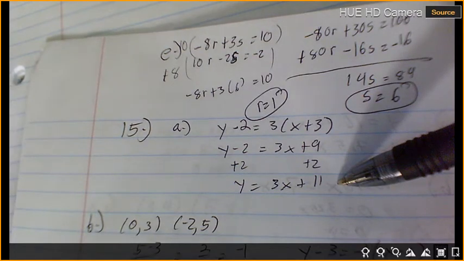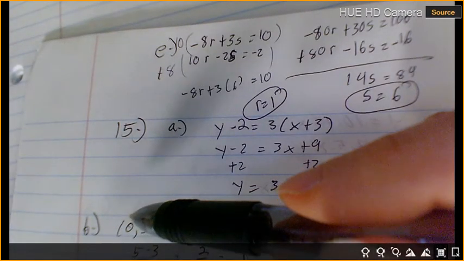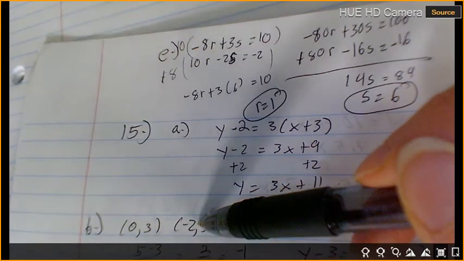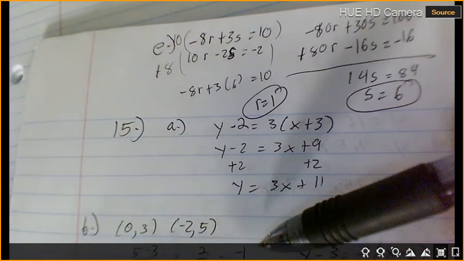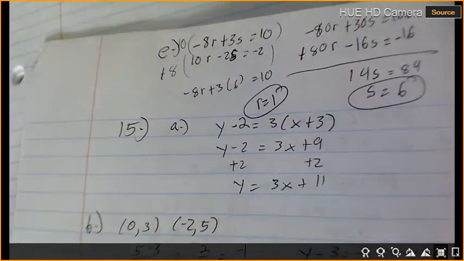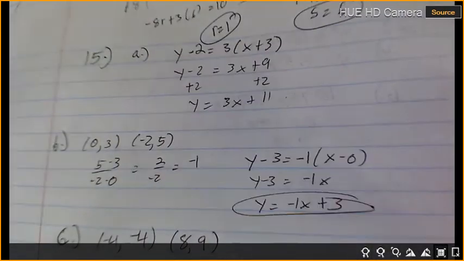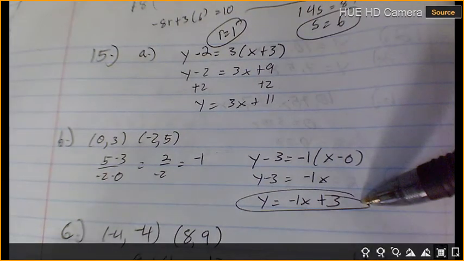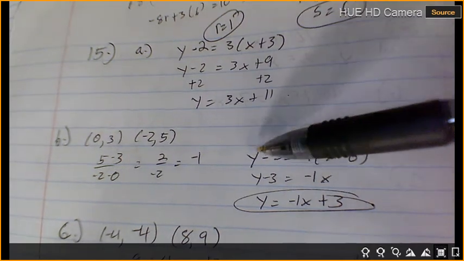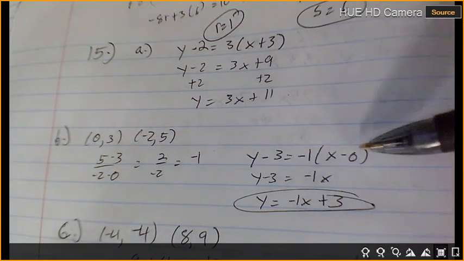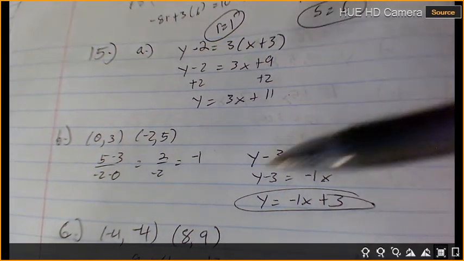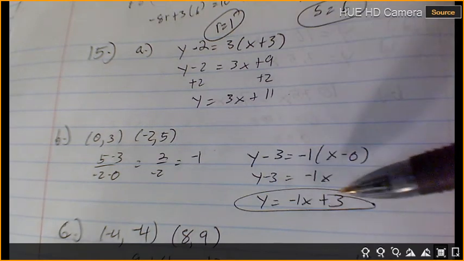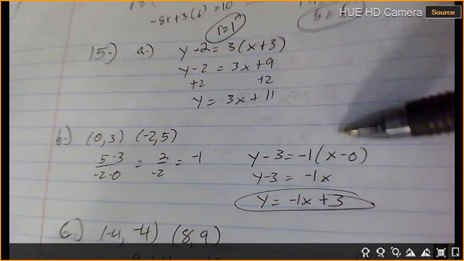Part B is I've got 2 points, 0, 3, and negative 2, 5. And I plugged them in and found the slope was negative 1. Then I plugged it into point slope form, and you could have left it as y minus 3 equals negative 1 times x minus 0. That would have been fine. Or you could solve it for y equals negative 1x plus 3. Either one of these, the top or bottom, are fine.